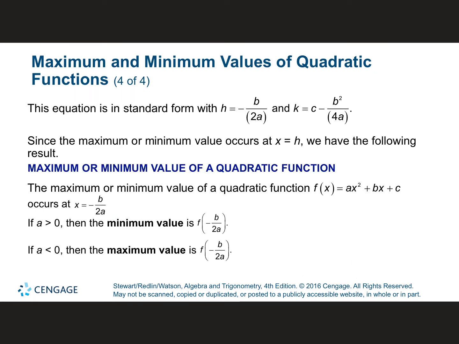You can use these two formulas for h and k if you need to. So if you're given an equation or a function in standard form, that f of x is equal to ax squared plus bx plus c, you can identify your a, your b, and your c, and use b and a to find your h, and all three to find your k. To find your h, you can use negative b over 2 times a. To find your k, you can use c minus b squared over 4 times a. This is for your vertex.